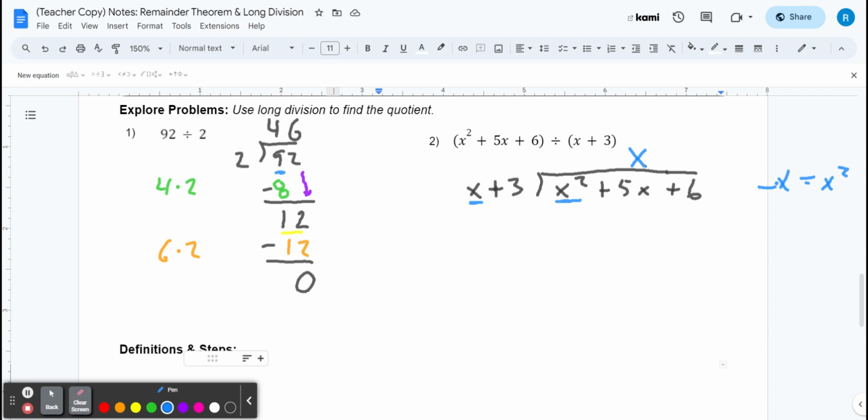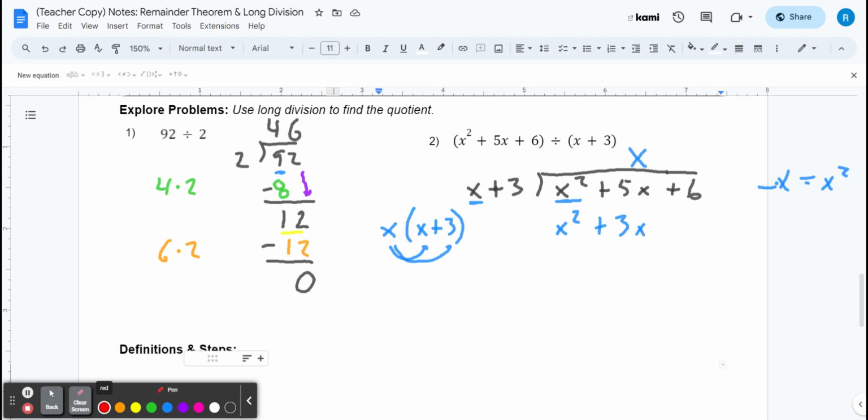I'm going to write it up above here. We'll see why that's important later on. But it is important to stack it in the middle above the 5x. Then what we're going to do is take that x that we used and multiply it with our divisor, that x plus 3. And what we're doing here is trying to see, okay, how far did that get us? We multiplied x times x plus 3. How far does that get us? If we distribute in, we should get x squared plus 3x.